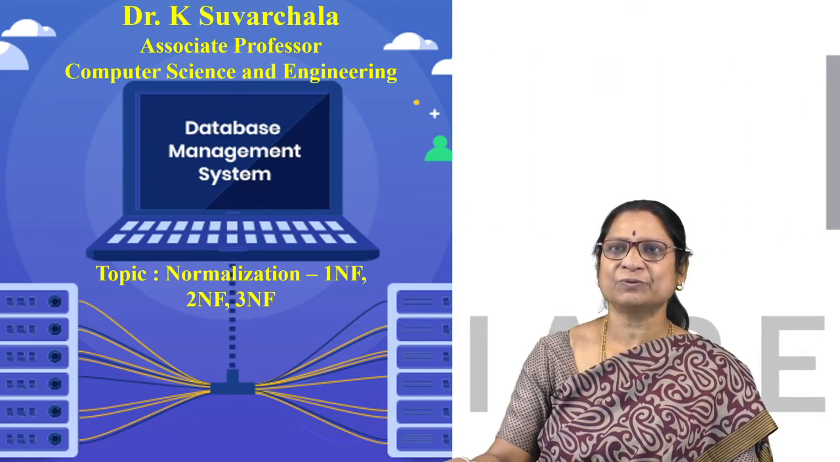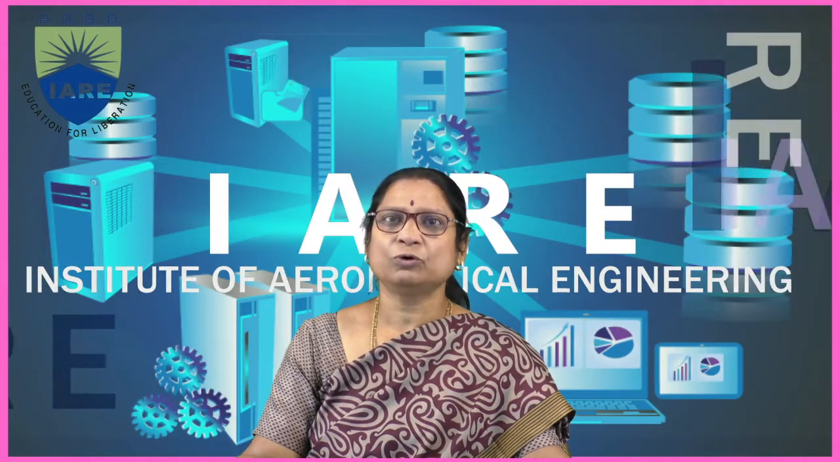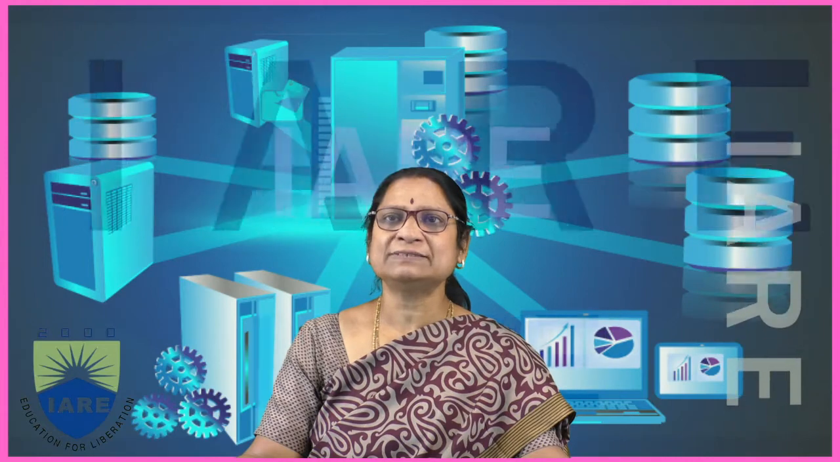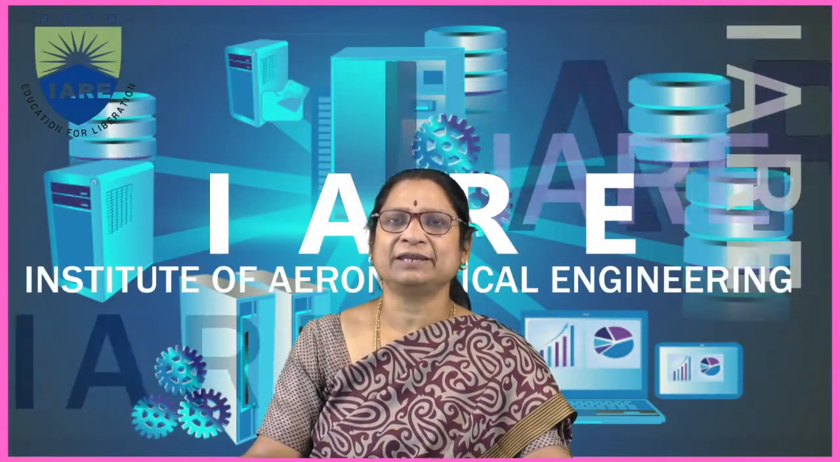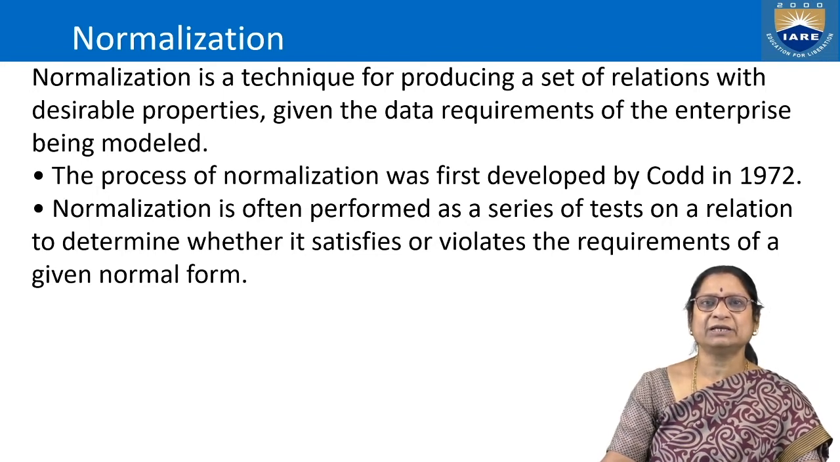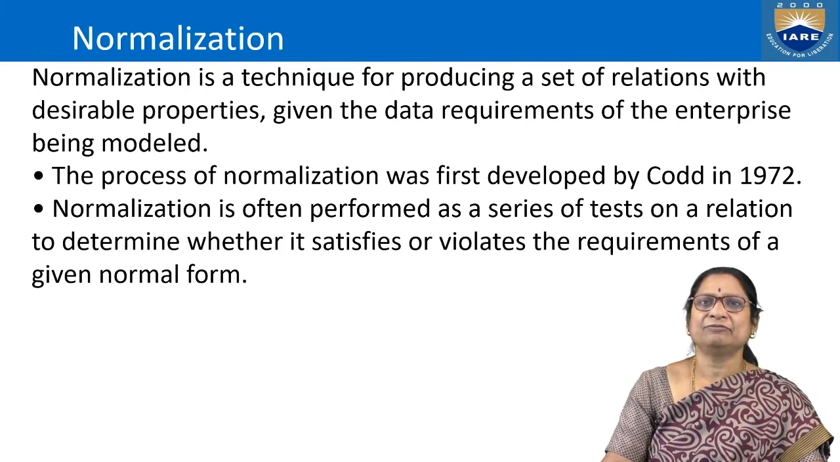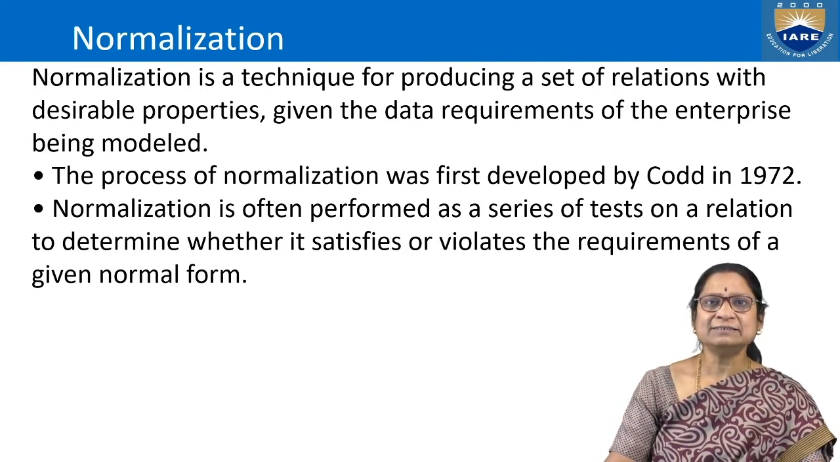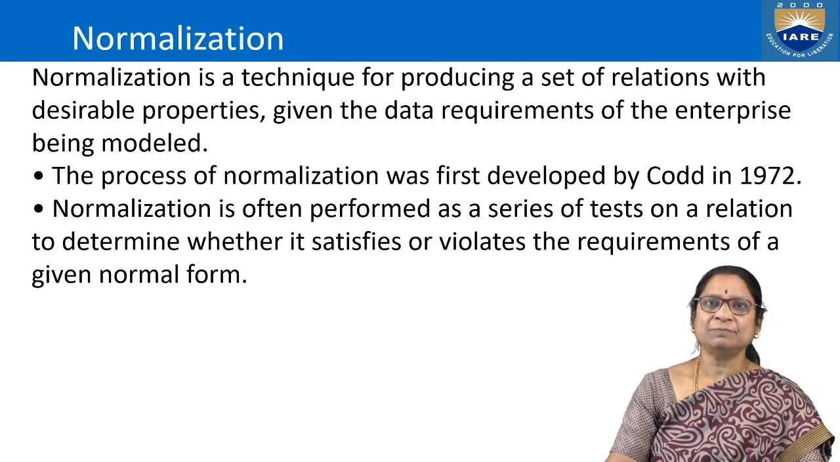In this session, I'd like to discuss normal forms. Last session, we discussed the flaws in database design and how these flaws can be overcome by using various techniques. So various anomalies were there. These anomalies are going to be overcome by using the normalization technique. Normalization is a technique for producing a set of relations with desirable properties, given the data requirements of the enterprise being modeled. That means the relation schema which we derived from the ER model may face some problems, such as insertion anomalies, deletion anomalies, update anomalies, etc. These anomalies can be avoided or removed to the maximum extent through this process of normalization.